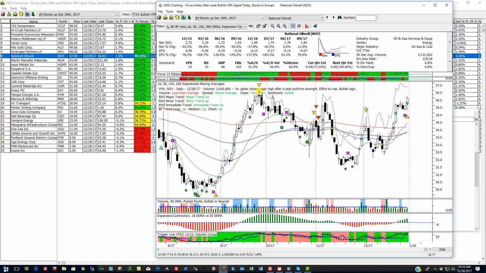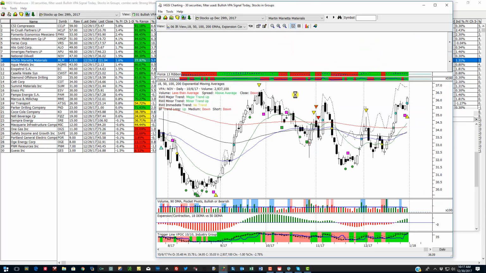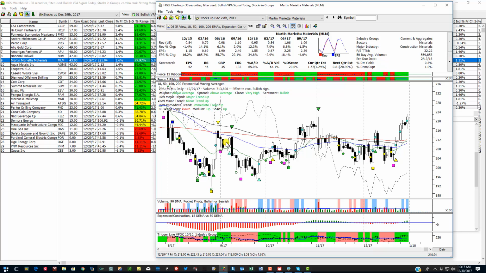Trying to break past resistance, oil and gas services and equipment. Worth putting in the watch list to see if it can clear the resistance areas here. Here's Martin. I'm sorry, got off that. Martin Marietta. Been a long basing period here.